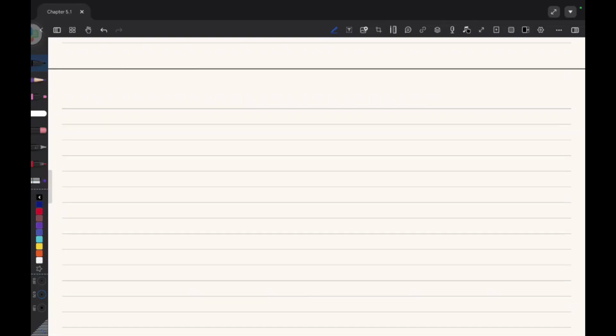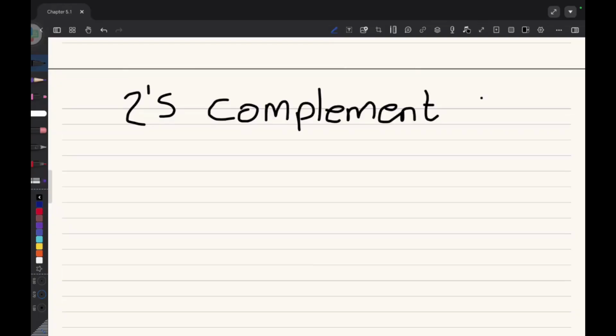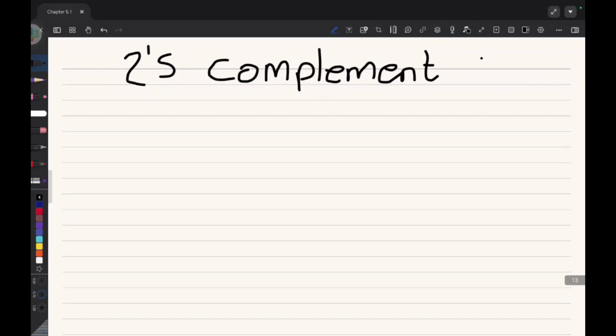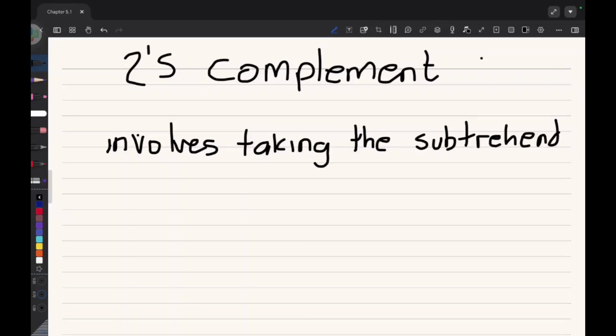Now, let's move to the 2's complement. It's mostly used by our computers. The 2's complement involves taking the subtrahend and converting it, converting those ones to zeros and zeros to ones. You're just complementing the binary number.